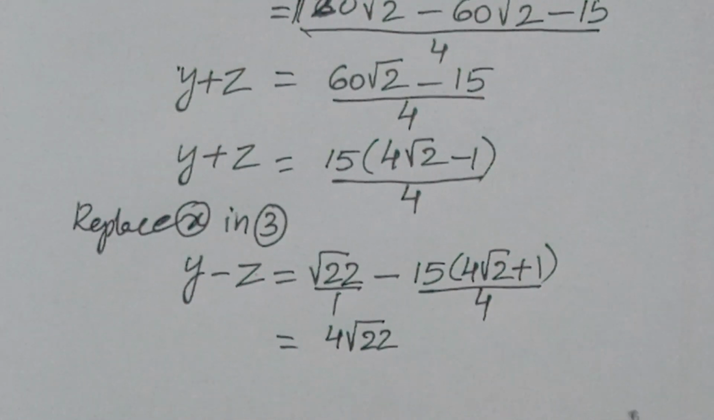Okay. Now, here 2y value, this is 2y value. Now, y value is equal to 2 root 22 minus 15 by 4. Now, z value, replace y in 4. Replace y in 4.